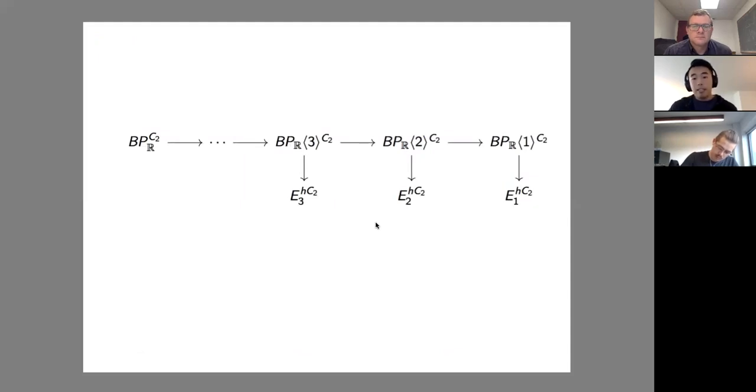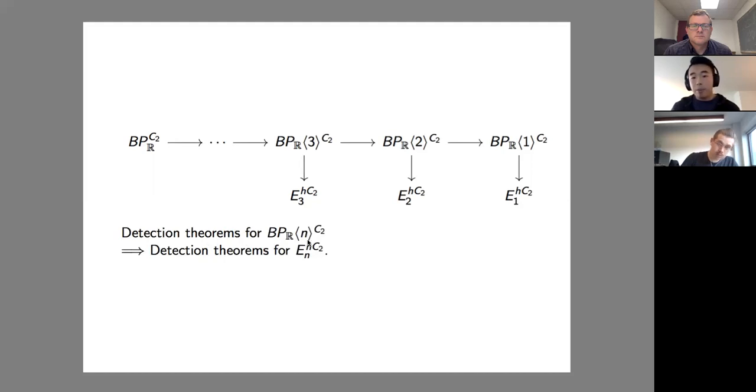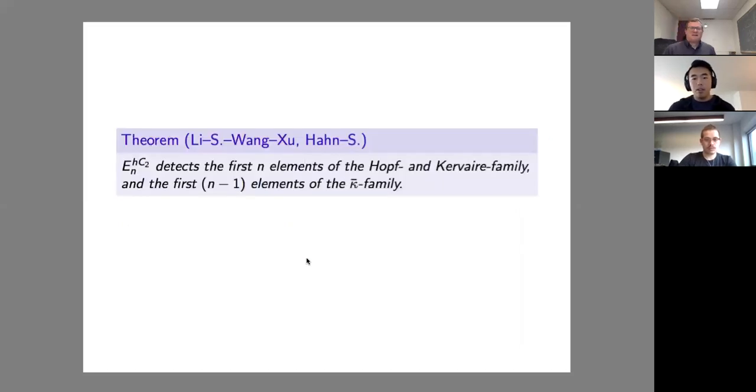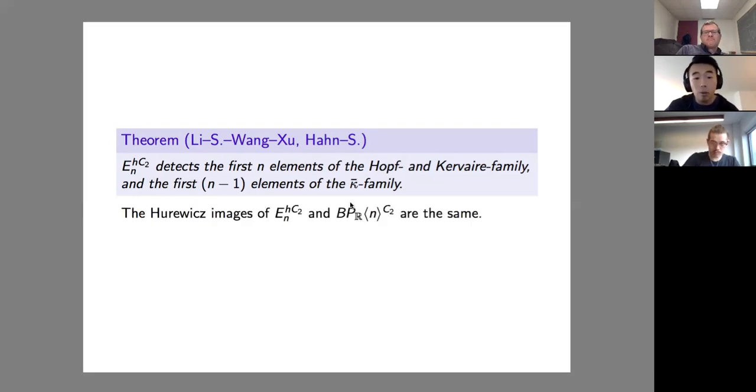And what I can do is, after I take fixed points, from the detection theorems for BPR⟨n⟩, which we already know, we can deduce the detection theorems for the homotopy fixed points of the En. And from this, we get that En^{hC2} detects the first n elements of the Hopf and Kervaire family and the first n-1 elements of the kappa-bar family. And in fact, the Fourier images of En^{hC2} and BPR⟨n⟩^{C2} are the same.